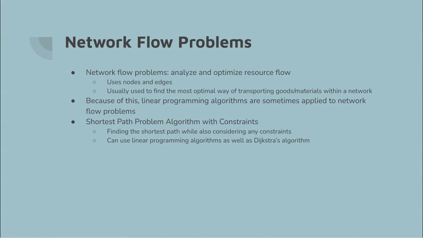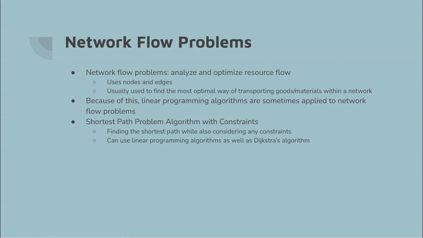Because of this, linear programming algorithms are often applied to network flow problems, as they basically both attempt to optimize profits and efficiency and minimize any constraints. So we can discuss some examples of cases where linear programming algorithms are commonly used in network flow problems. The first one is going to be the shortest path problem algorithm with constraints. This algorithm attempts to find the shortest path while considering any constraints.